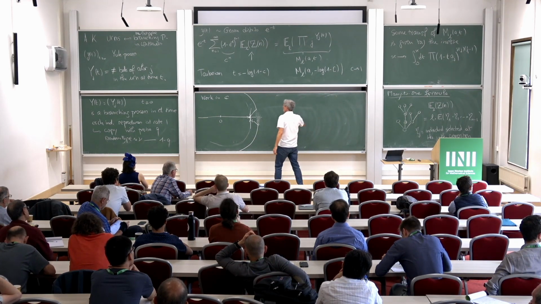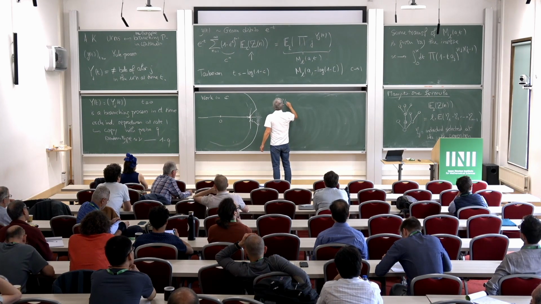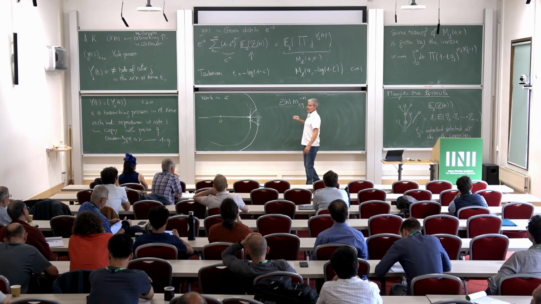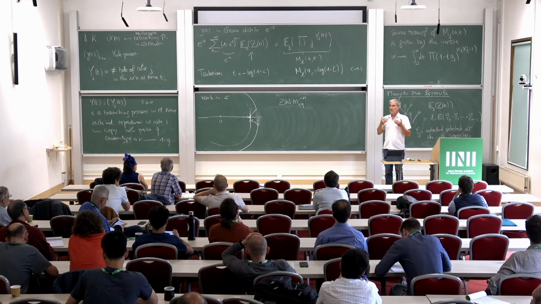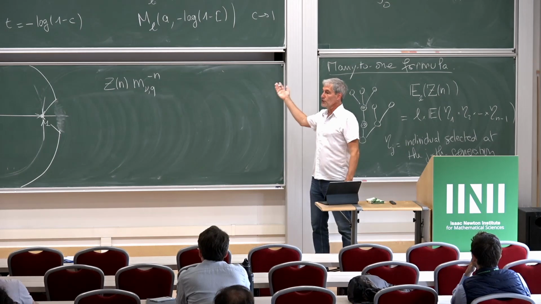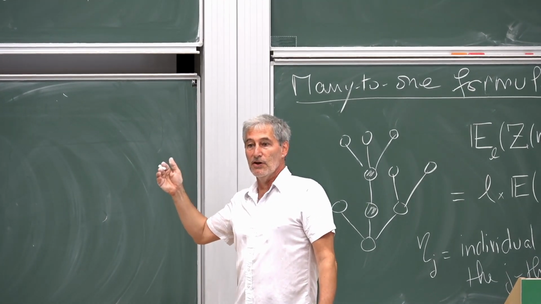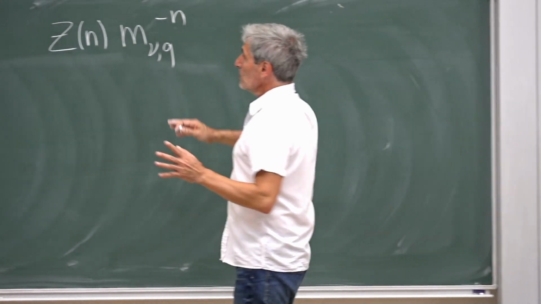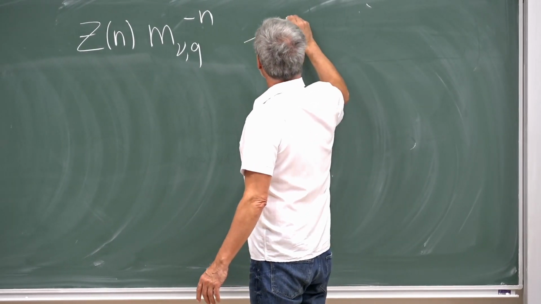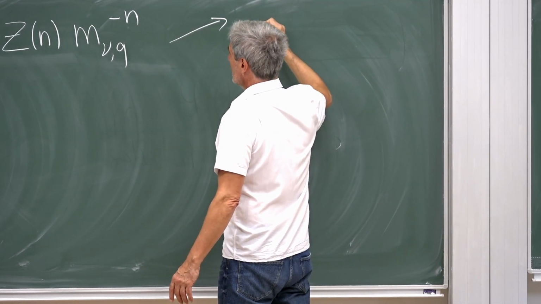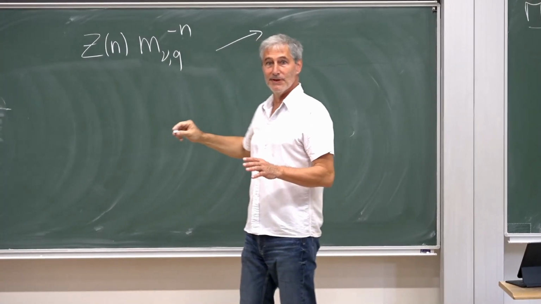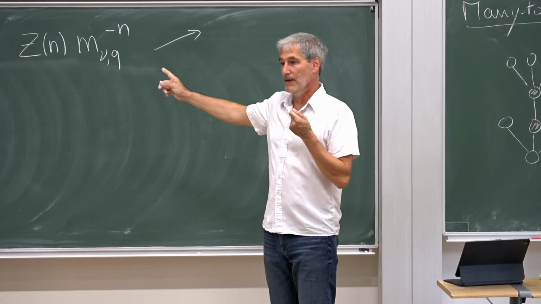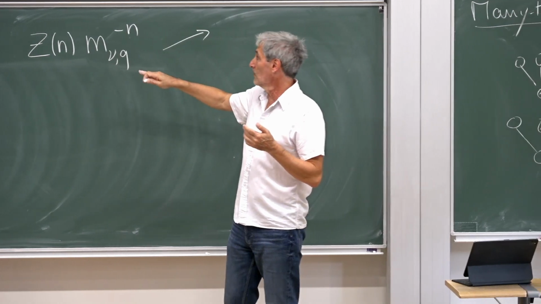So the natural question now is you look at Zn and you normalize it by m mu q to the power minus n. If you were in the Galton-Watson setting, this would be the Kesten-Stigum theorem, and you know that it converges to a random variable which is strictly positive as long as your process is not extinct. In this situation, this is no longer fully true. There are some situations in which there is a convergence in L2 of this quantity.